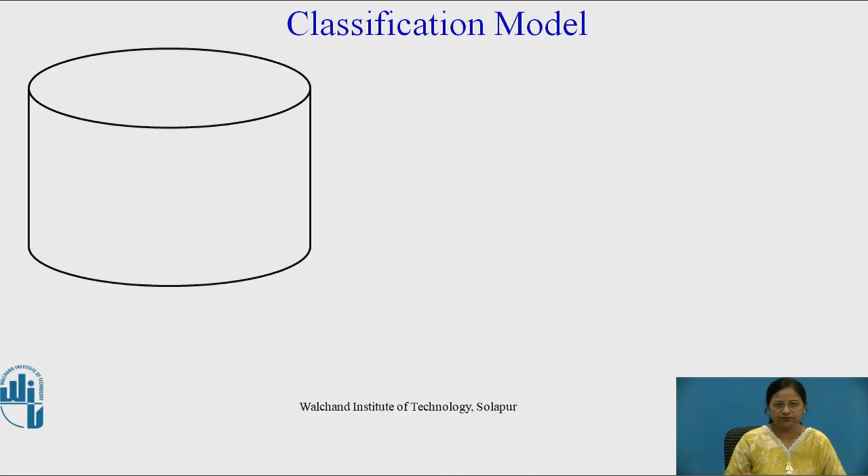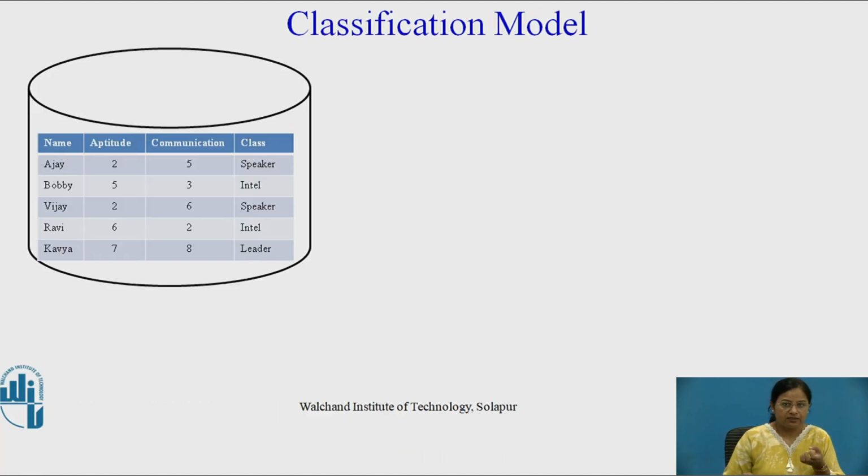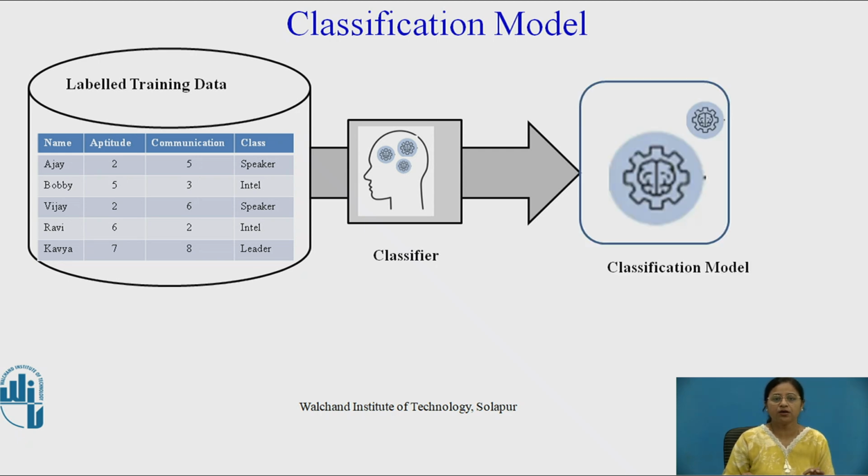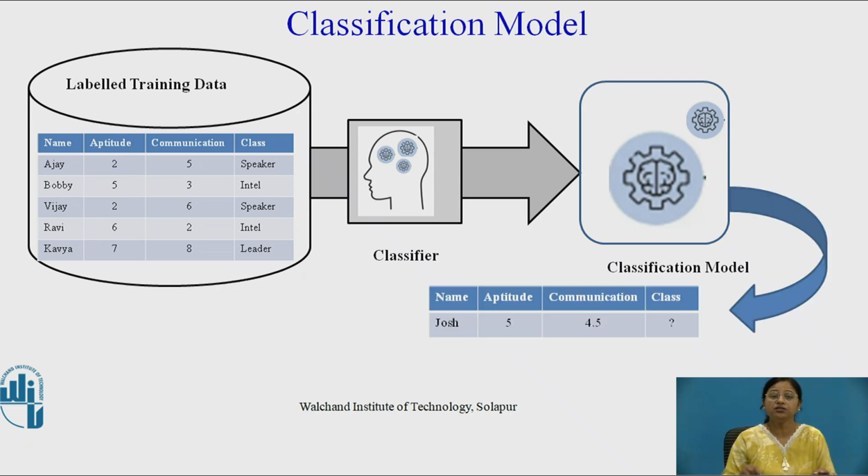Now the classification model. As I told, for supervised learning we have labeled training data. As shown here, we have the labeled training data with the data of the students with aptitude and communication marks, and along with that we have their class also. So this data has all input variables and the output variable. This data is passed to the classifier. Then this classifier chooses a proper classification model for the data. Then the model is trained. After training, the model is tested on a new data set.